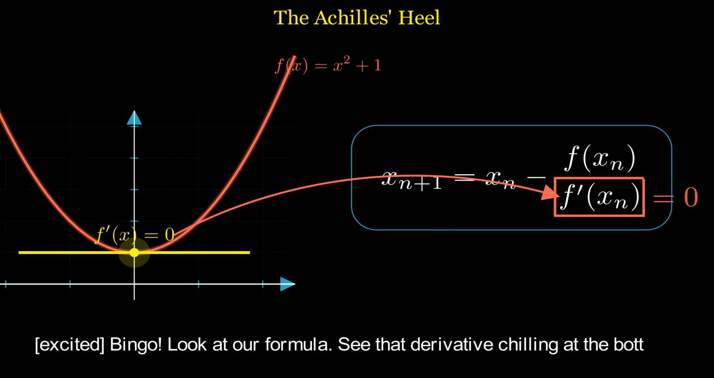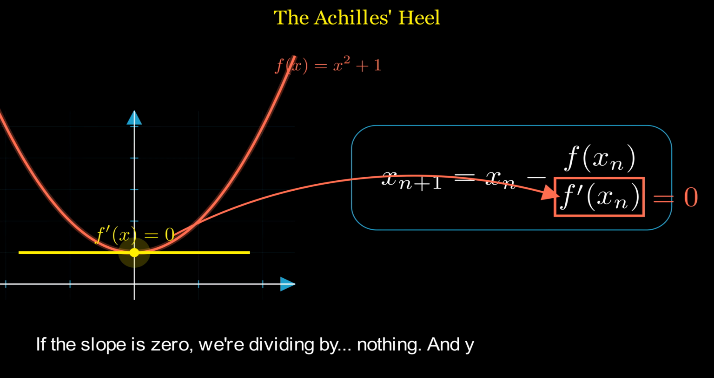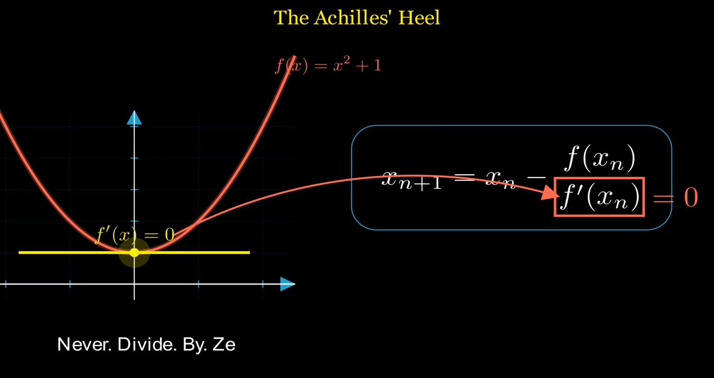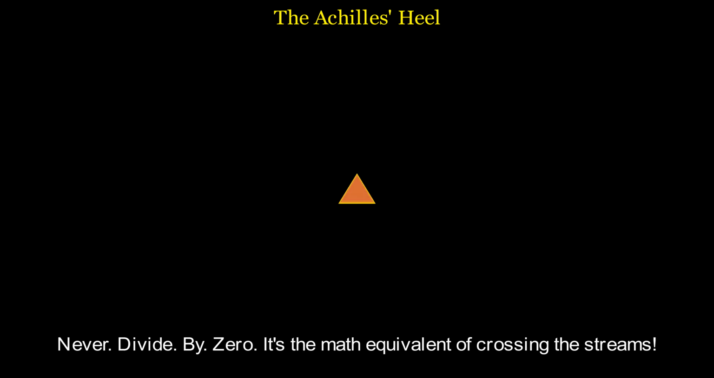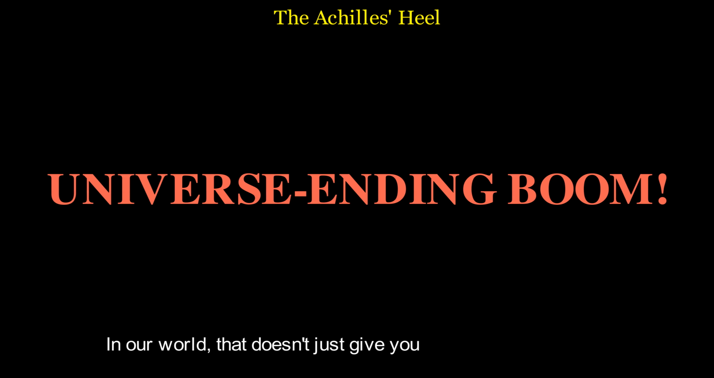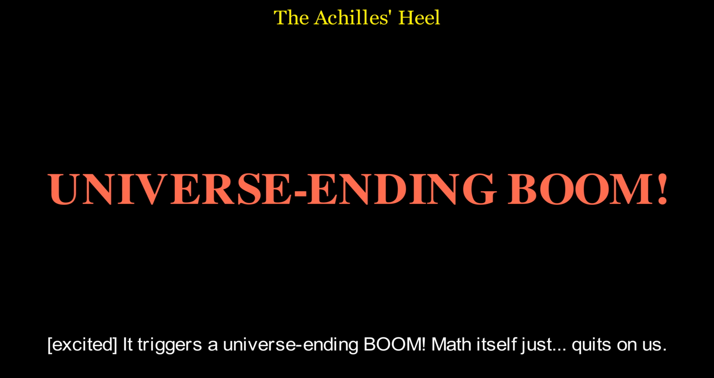Bingo! Look at our formula. See that derivative chilling at the bottom? If the slope is zero, we're dividing by nothing, and you know the golden rule. Never divide by zero. It's the math equivalent of crossing the streams. In our world, that doesn't just give you a boring syntax error. It triggers a universe-ending boom. Math itself just quits on us.